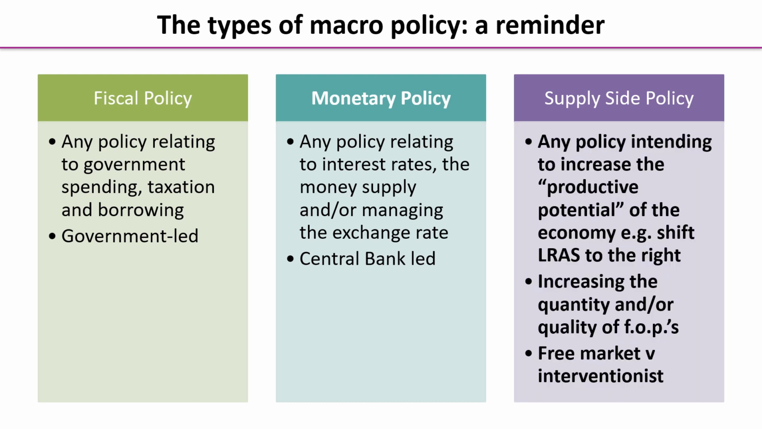And then we have supply side policies. So supply side policy is any policy aimed at improving the productive potential of an economy. And you can illustrate this with an outward shift of the LRAS curve. It's all about increasing the quality and or the quantity of factors of production, and we have this clear distinction in supply side policies between an interventionist approach and a much more free market one.